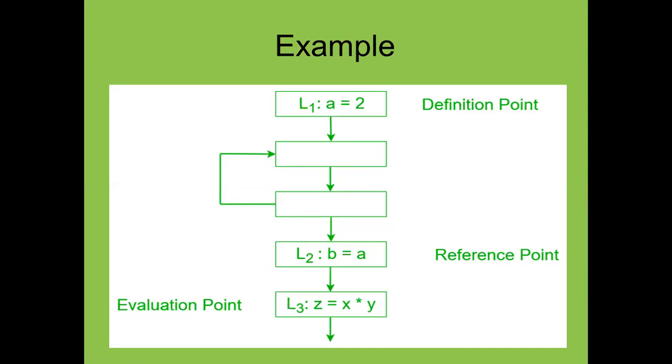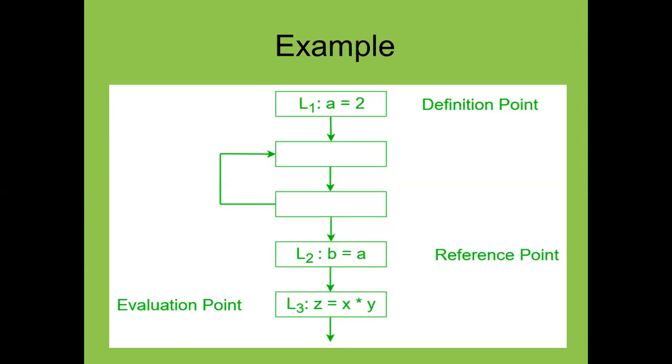Now come to the second expression, the label L2. L2 colon B equals A. So B equals A is the definition point, and now at the L2 level, this is called the reference point. The third point is the evaluation point, L3 colon Z equals X star Y. Why is this called the evaluation point? Because on the basis of this evaluation point, you do the complete calculation. This is the main expression on which the preceding expressions depend.